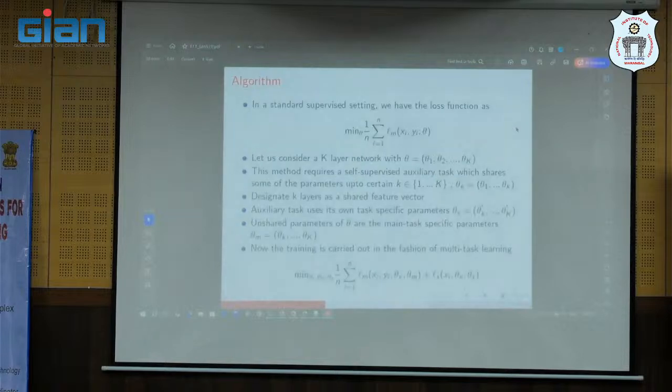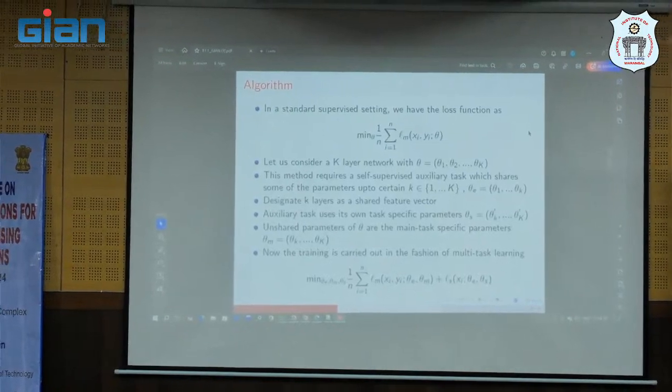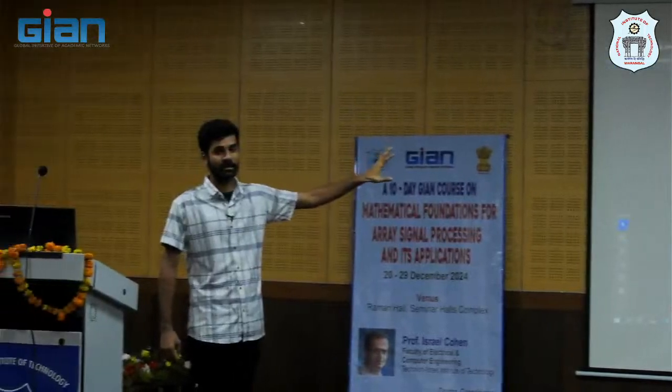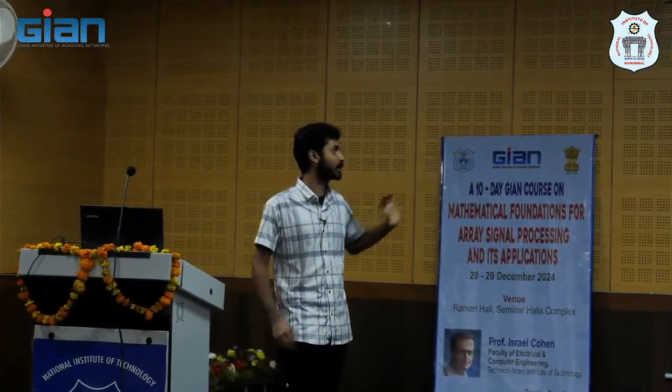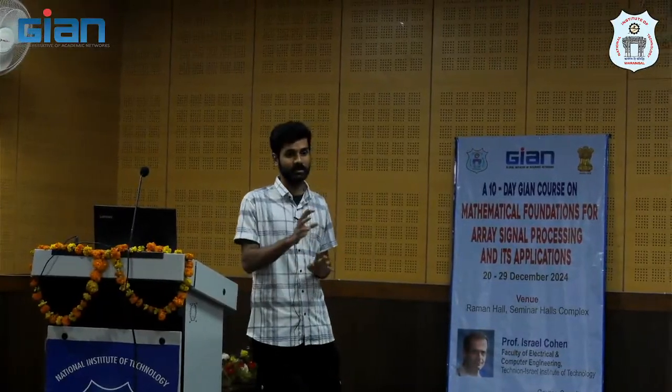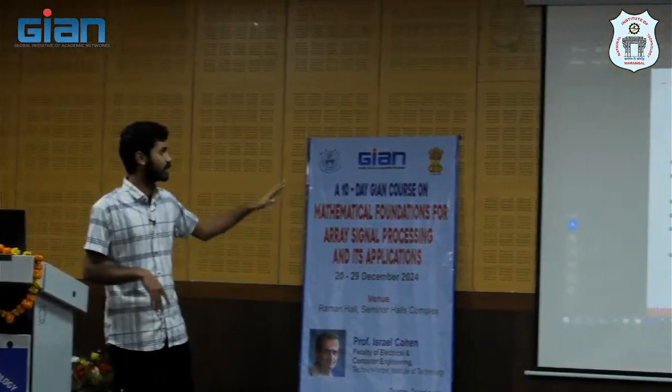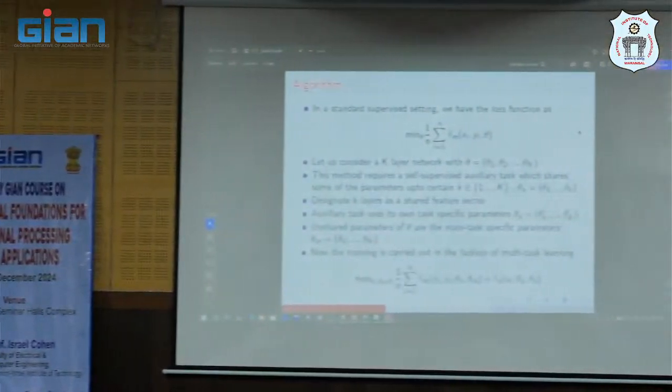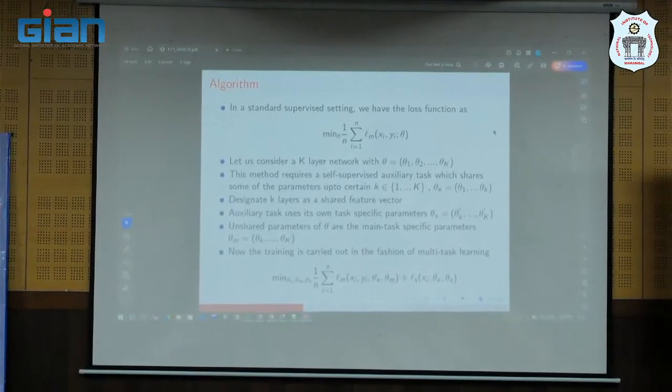So this is the algorithm. In the standard setting, we have the main task and we update the network parameters to minimize this particular loss function with respect to the network parameters. We have to find the parameters that give us the minimum loss, right? So that is our main supervised setting, where we actually have the targets corresponding to the input.